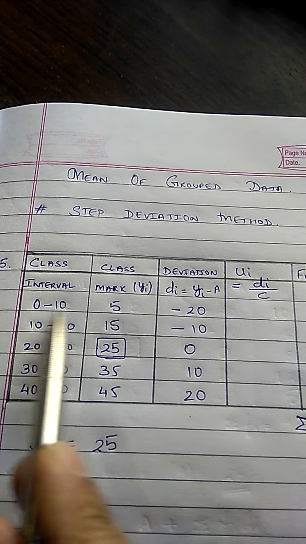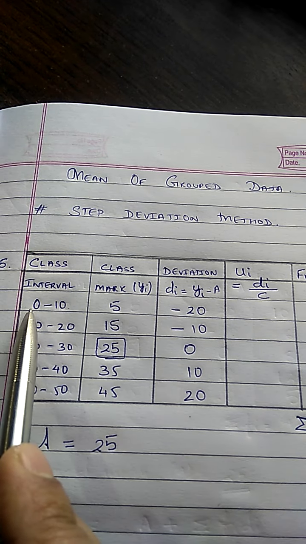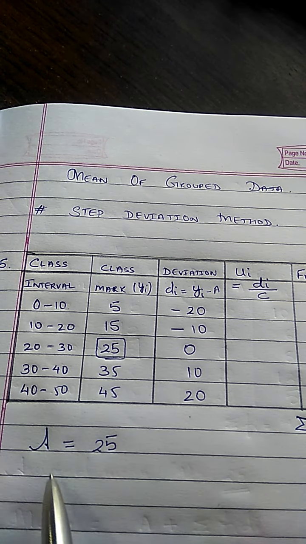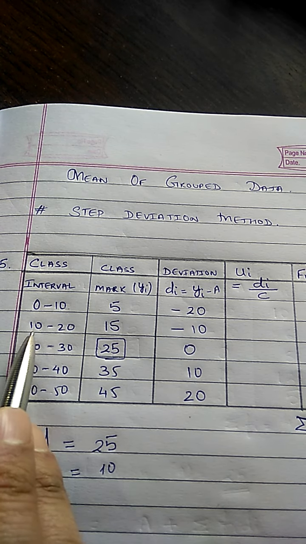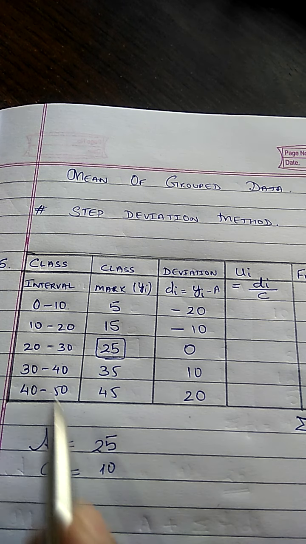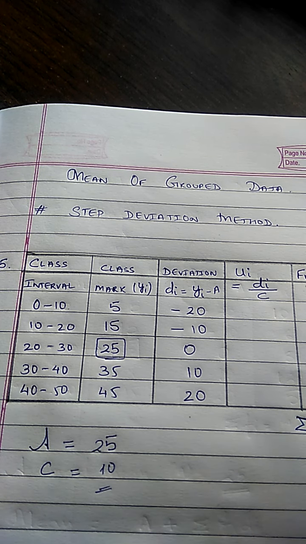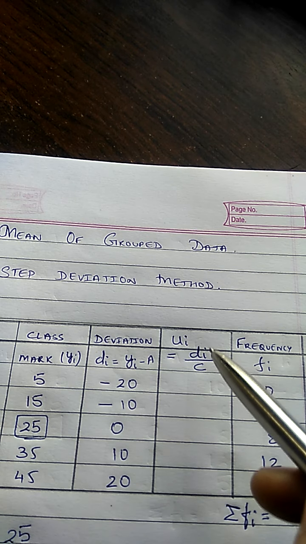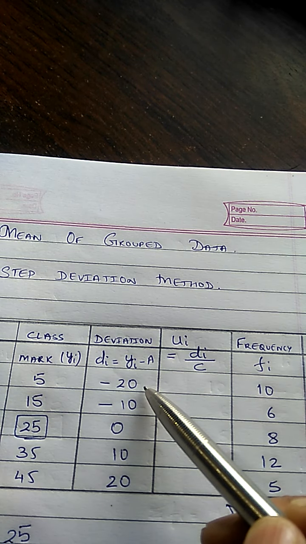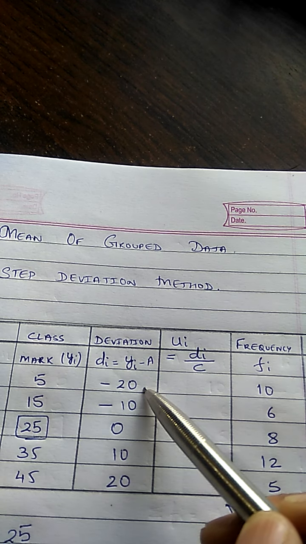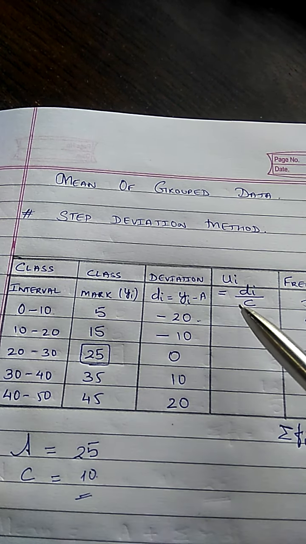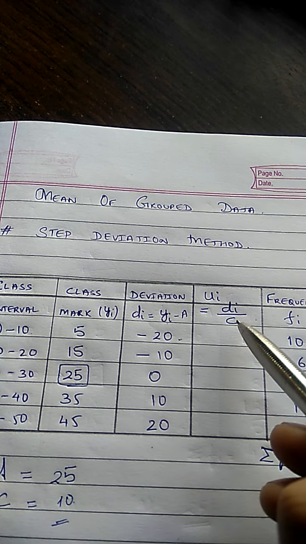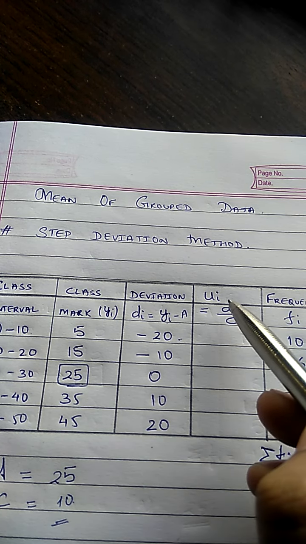What is the class size? If we subtract the lower limit from the upper limit, we get the class size to be 10. 10 minus 0 is 10, 20 minus 10 is also 10, 30 minus 20 is also 10, so the class size is 10. Now in order to find ui, we have already calculated di, which is class mark minus the assumed mean. We divide this by the class size 10 to get ui. So di divided by the class size will give us ui.